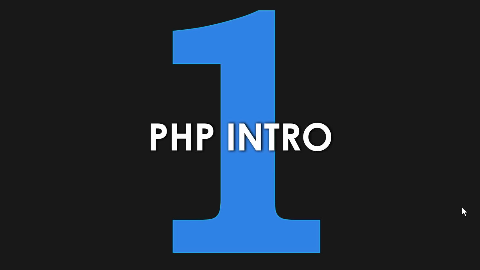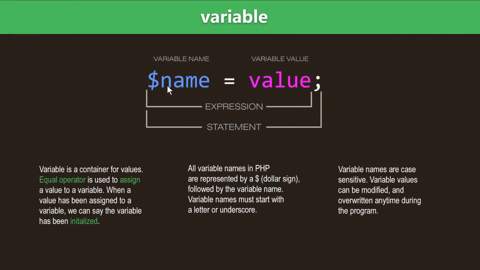Let's go ahead and dive right in. Starting off with the variable names, every variable in PHP must start with a $ sign followed by the variable name. The variable name must start with a letter or an underscore. It can't start with a number. We assign a value to the variable by using an equal operator.